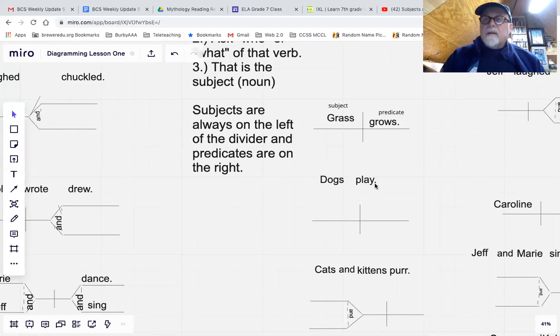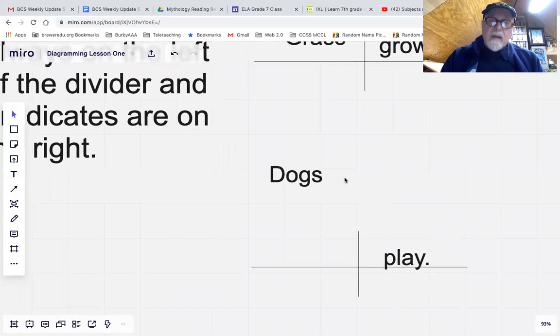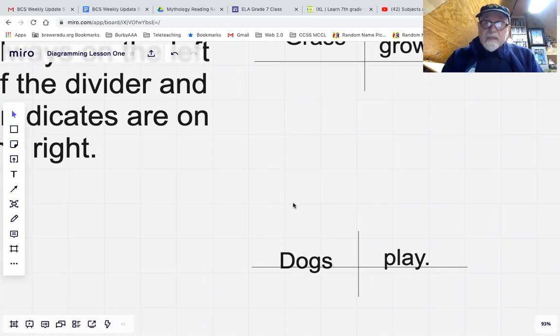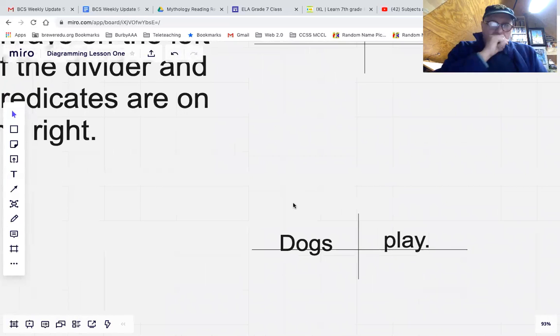In this one, we have to look at the two words, dogs play. Well, what's happening? Playing. So we'll put that over here as the predicate. Okay. Now, who or what is doing the playing? Dogs. That's the subject. Because it's a short sentence, the complete subject is dogs and the complete predicate is play. The simple subject is dogs and the simple predicate is play.